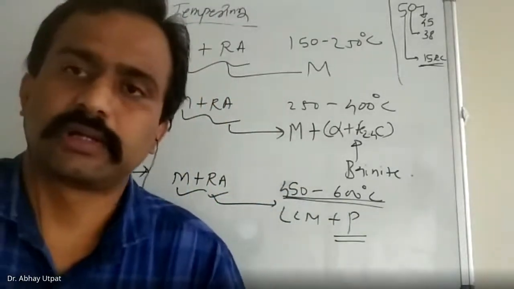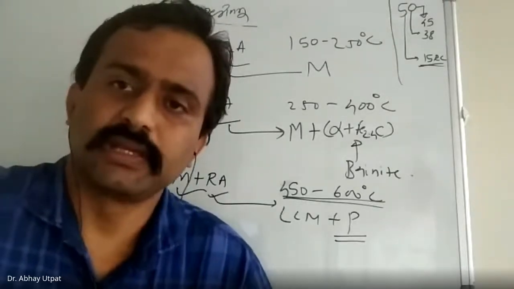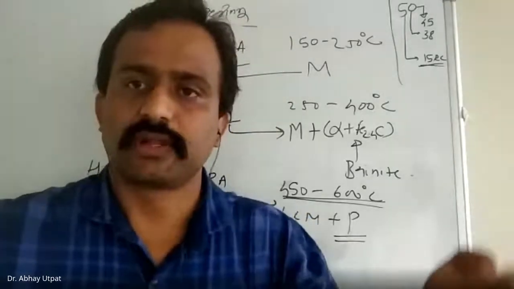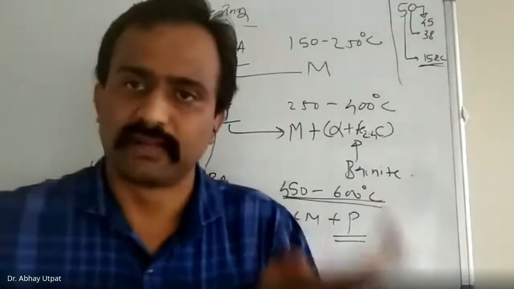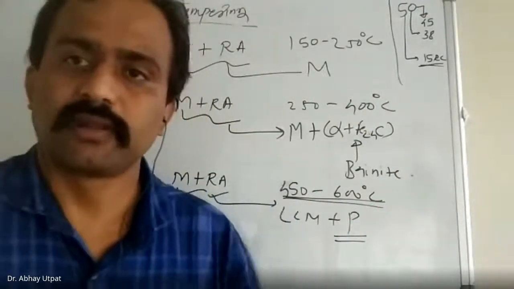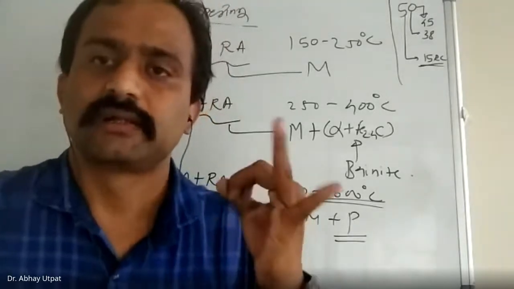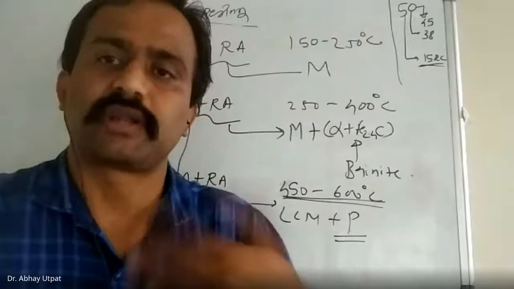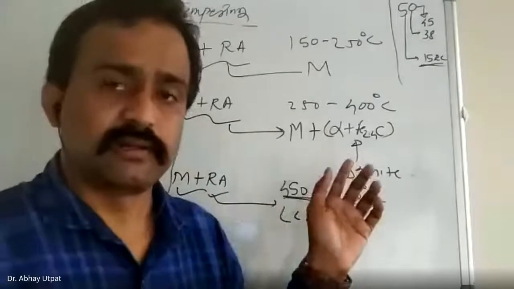This is all about tempering. So just in short, I will explain. Tempering is always followed after hardening. For which reason? For relieving the stresses, for improving the toughness, and for transforming retained austenite. I repeat once again, tempering is always followed after hardening for relieving the internal stresses produced by quenching. Second, for improving the toughness, and third, for eliminating retained austenite.